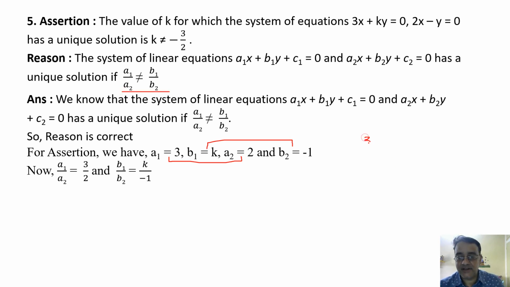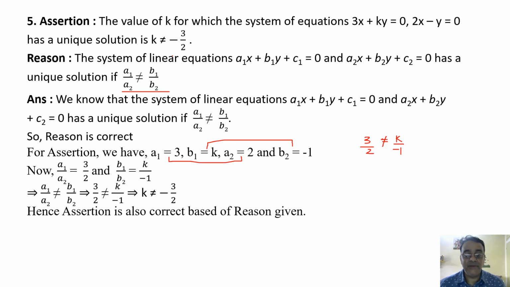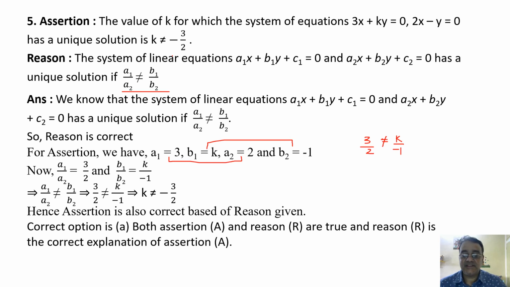So थोड़ा सा यहाँ पे कर लेते हैं. 3 by 2 is not equals to k by minus 1. So that means k is not equals to minus 3 by 2. So assertion is also correct based on reason given. So which option was correct? A. Right, the first one. Both assertion and reason are true and reason is the correct explanation of assertion.